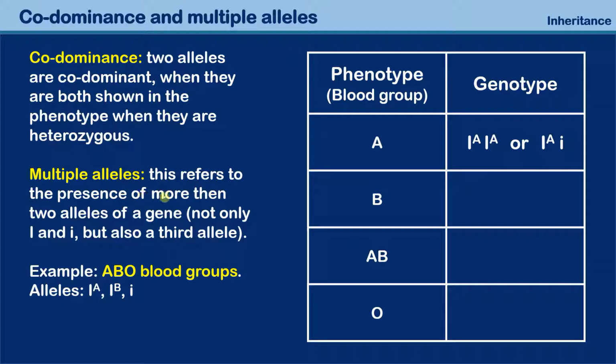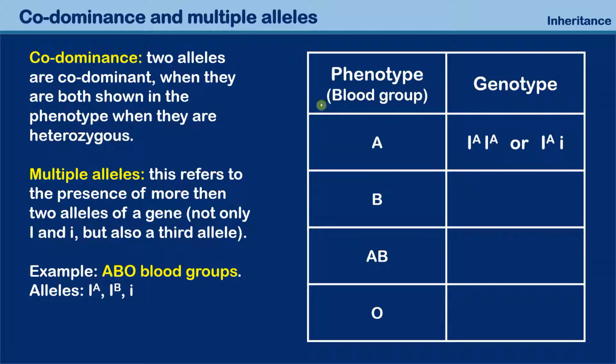Multiple alleles refers to the presence of more than two alleles of a gene, not only capital I and lowercase I, but also a third allele. Now, if we want to represent a third allele, we have to use a different writing system. So we have over here capital IA for a dominant allele because of the capital I. There's a second dominant one here called capital IB and little I. So for the blood groups, we use the letter I. This is just, for whatever reason, international convention.